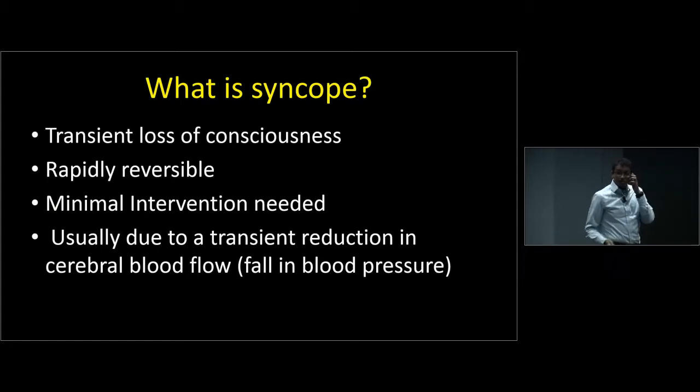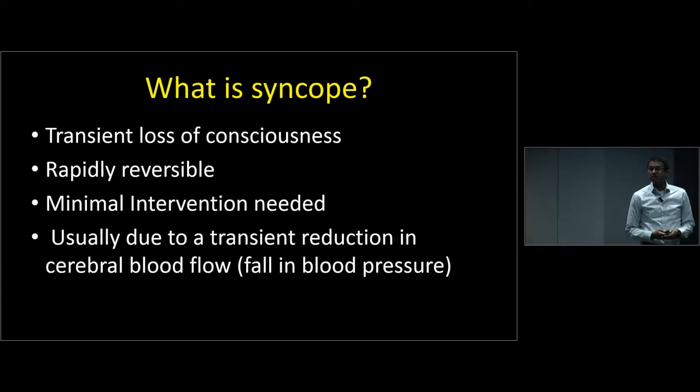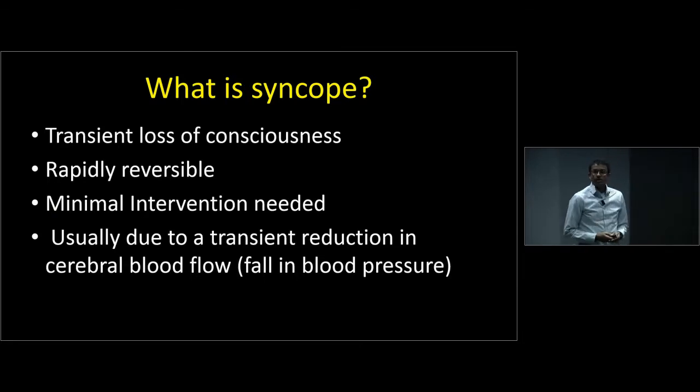So the first thing to ask yourself is what the definition of syncope is. Syncope is a transient loss of consciousness, so it falls under that general umbrella. It's rapidly reversible, and usually minimal intervention is required. It's typically due to a reduction in cerebral blood flow, primarily driven by a fall in blood pressure. The definition is important because people often fail to discriminate different causes of transient loss of consciousness and tend to overlay syncope, seizures, collapses, and various forms of altered conscious state and merge them into one. Syncope does have a fairly strict definition.